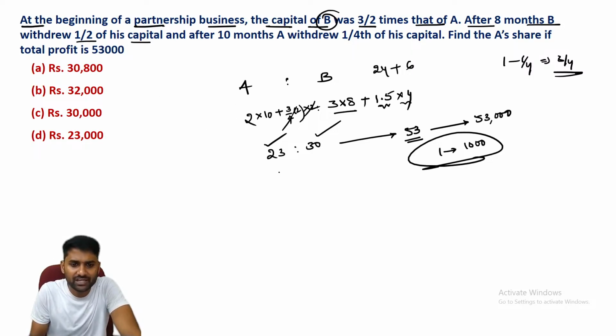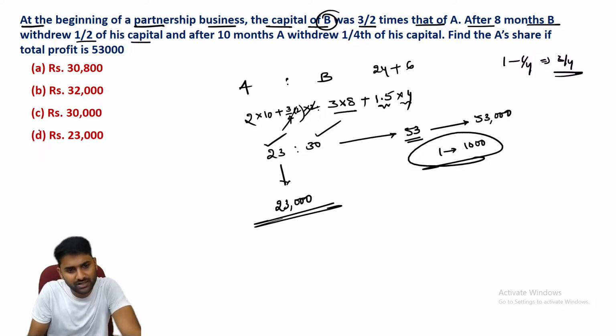The question: what is A's share? A's share is 23 units. If 23 is multiplied with 1,000, it becomes 23,000.